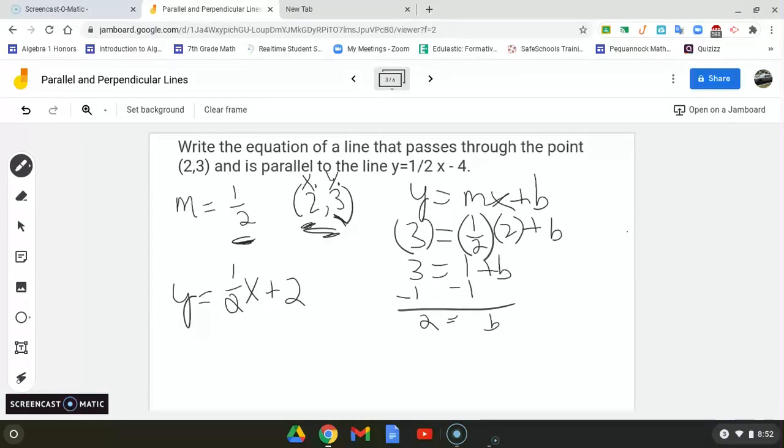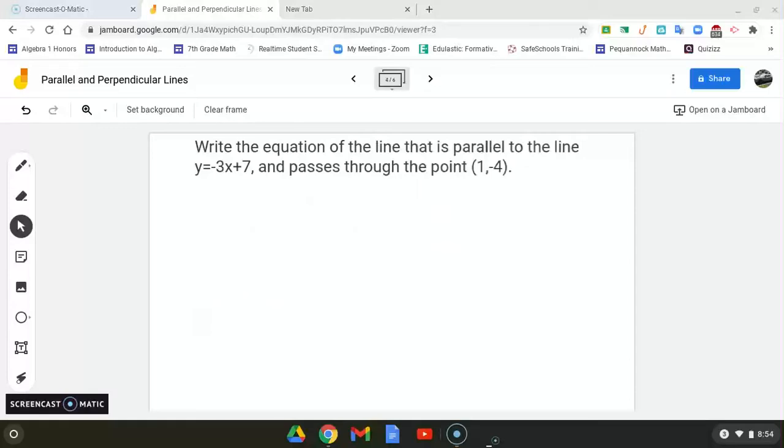We're going to write the equation of the line that's parallel to the line y equals -3x plus 7 and passes through the point 1, -4. So again, you pick your choice, whichever way you like to do it. I just find it easier to write the equation in point slope form, so that's the way I'm going to do it. But like I showed you on the last example, you can do it in slope intercept form as well. So we're going to write our point slope equation.